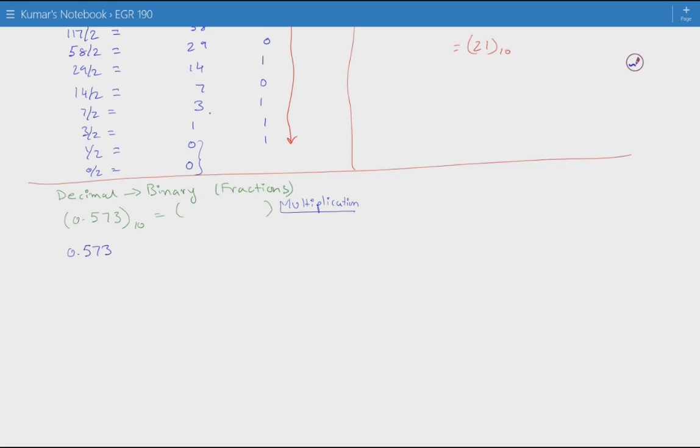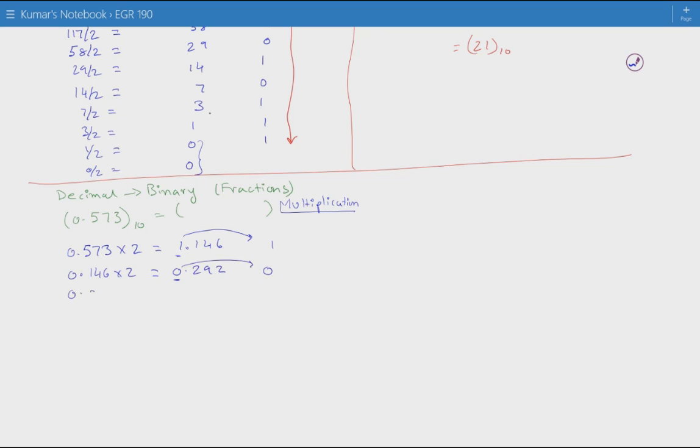0.573. All you need to do is repeatedly multiply the number by 2. When we multiply this, we get 1.146. So take this 1 and write it by the side. The value before the decimal, write it down. Take the remainder, 0.146, multiply by 2, we get 0.292. Take this number, 0, and write it down here.